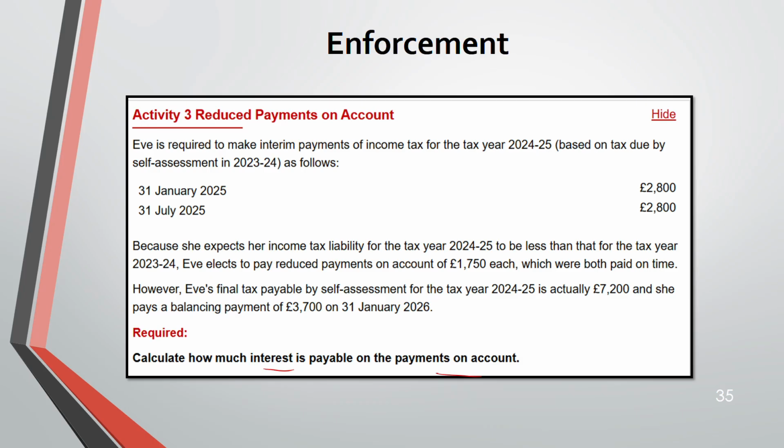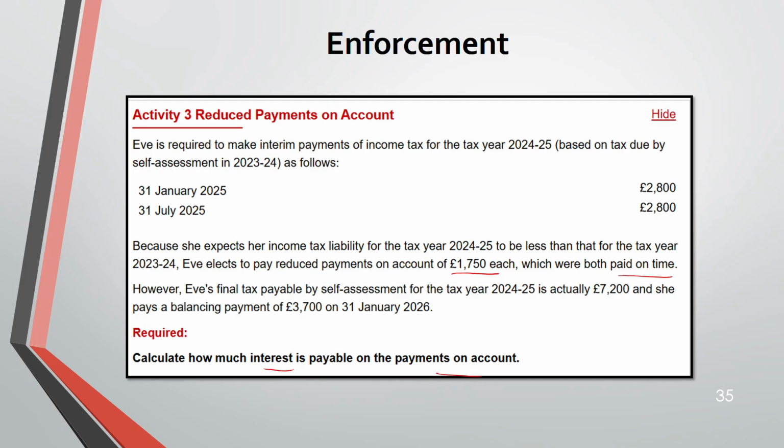So in this case, it's Eve. She is required to make payment of income tax for 24-25, which is based on the tax due in 23-24. So 2,800 has been given. Now she expects her income tax liability for 24-25, that is the current year, to be less than the previous year. So she's making a reduced payment on account of 1,750 rather than 2,800, 1,750 each. Both are paid on time.